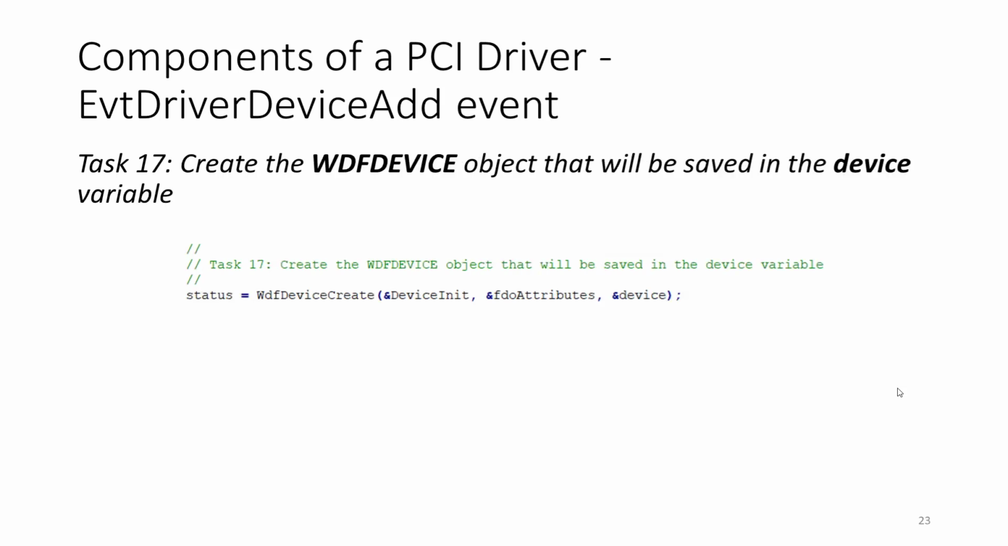Task number 17, create the WDFDEVICE object that will be saved in the device variable. To create the device object, we need to use the WdfDeviceCreate method. The method accepts three arguments. The first argument is the address of the DeviceInit variable. The second argument is the address of the fdoAttributes variable. The last argument is the address of the device variable, that will receive a handle to the newly created device. The method returns a status value that needs to be checked.